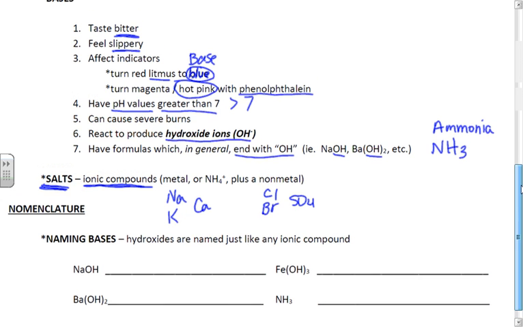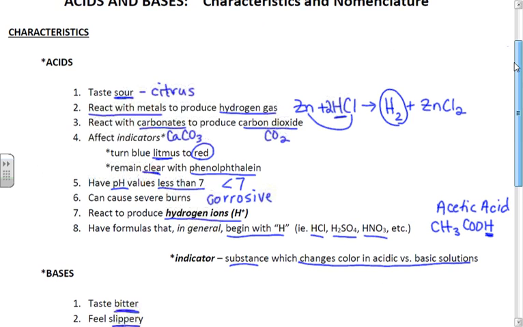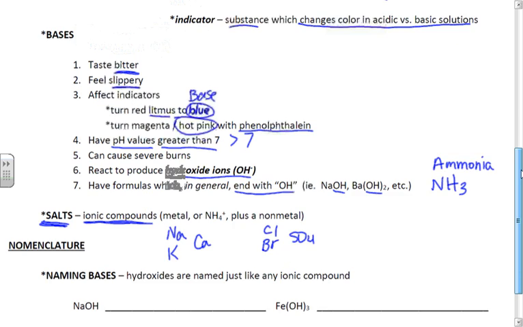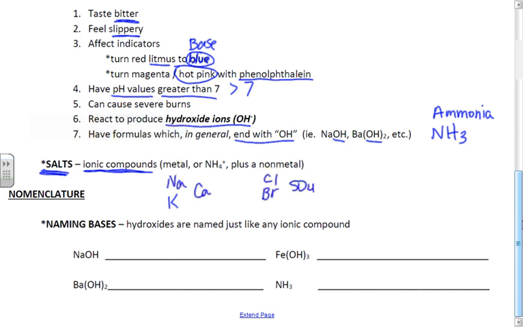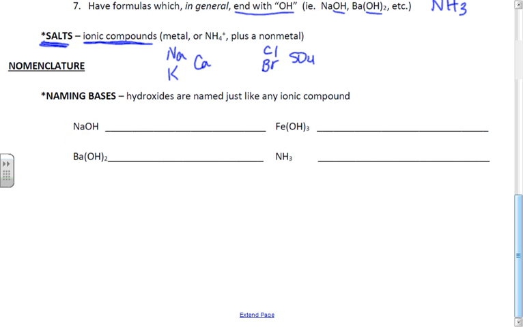So those are the distinguishing characteristics between acids and bases. The next part we're going to look at is how you name these. That's what nomenclature means. That nomen part at the beginning means name. When we name bases, we name them just like any other ionic compound we've dealt with this year. We look at the first element, the metal, and we write the name for it. So Na is sodium.